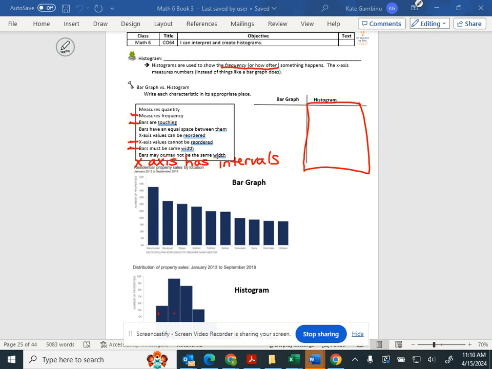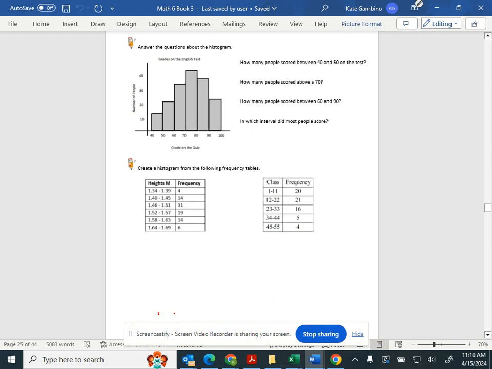So distribution of property sales, how many fell into this interval, how many fell in this interval, how many fell into this interval. Looking at test scores, how many people scored in the 50s, how many people scored in the 60s. Remember, it's that range. So those intervals mean that it's kind of a range of numbers. That's why they have to be in order. So on those test scores, we know these are the people that scored in the 40s. These are the people that scored in the 50s. These are the people that scored in the 60s. So you have to look at that whole bar. That's from 40 to 50, 50 to 60.